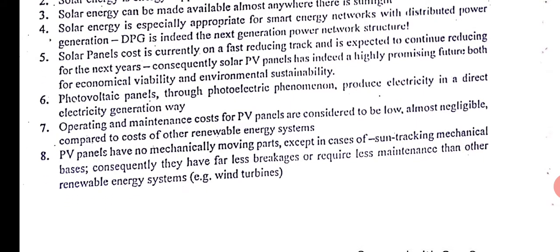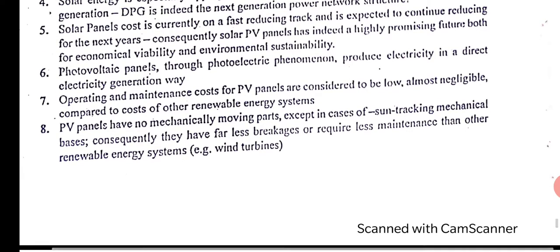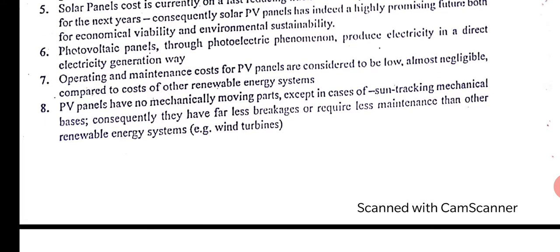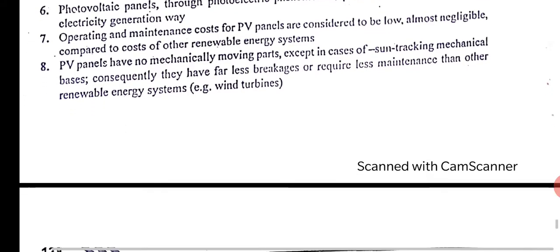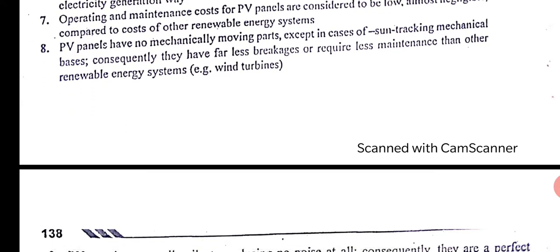And the solar PV costs are reducing very much. As I told, it is almost now around 30 to 40 rupees per watt. And there is a direct conversion of solar energy into electricity, DC. Operation and maintenance cost is very low as compared to other renewable energy systems. The only maintenance is dusting and cleaning, because dust will reduce the efficiency of the solar PV films. There are no mechanical parts in solar PV, but only for sun tracking there will be some mechanical parts.